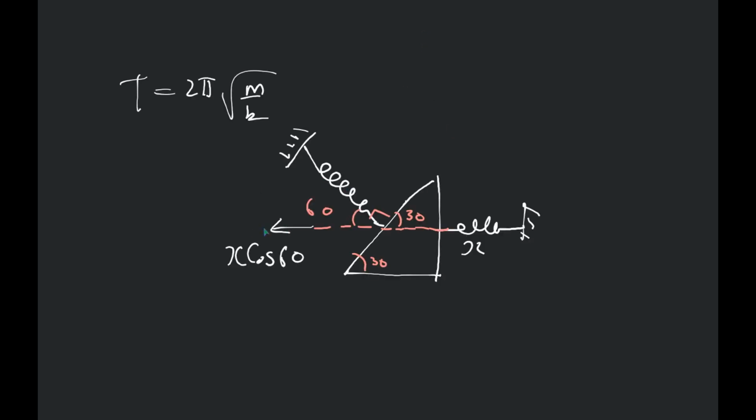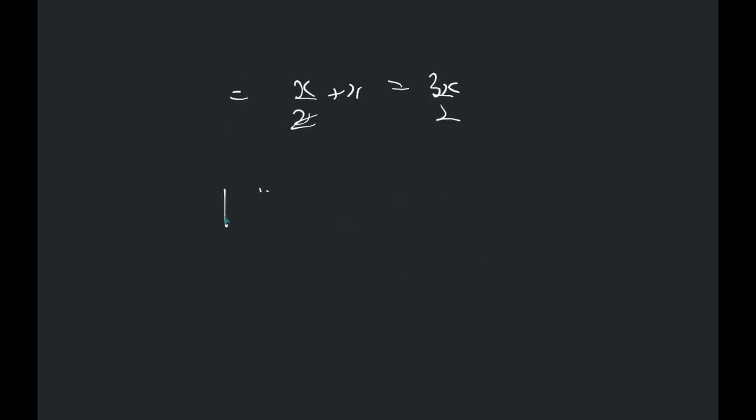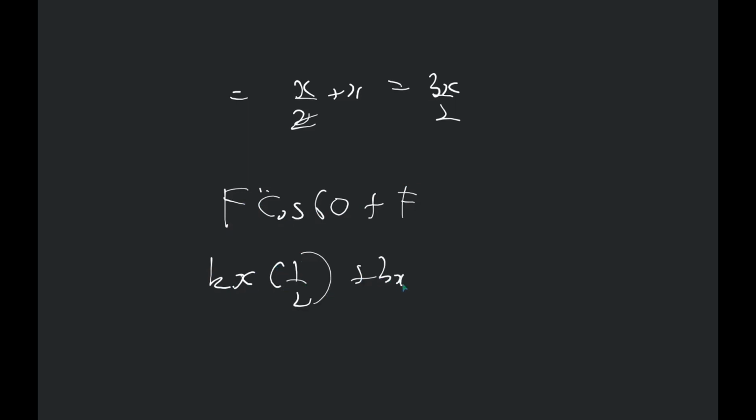F is over, f cos 60 is over here and f is over here. Okay, so f cos 60 plus f. So kx cos 60 is half plus kx, right? So basically I'm getting 3 by 2 kx over here. So this is my value for k, 3 by 2 k.